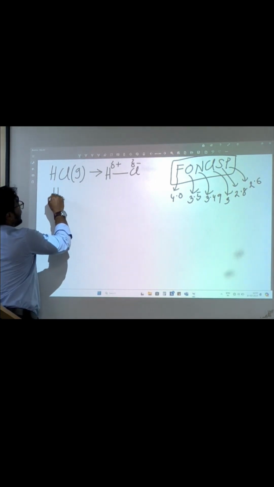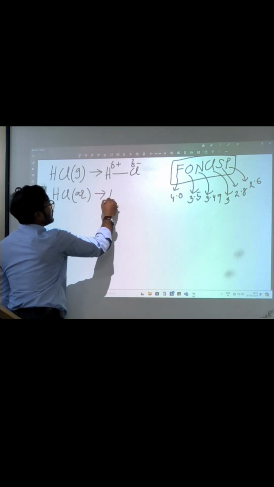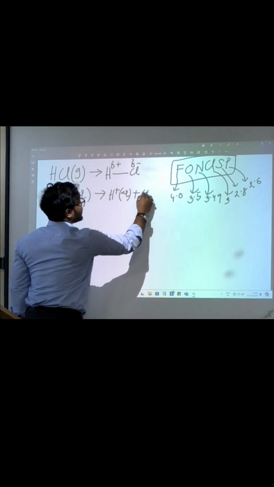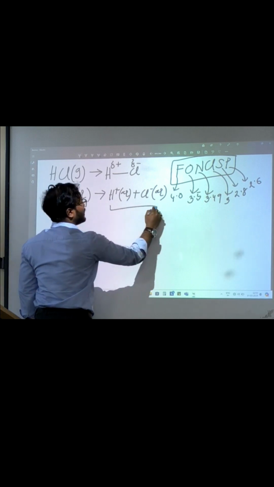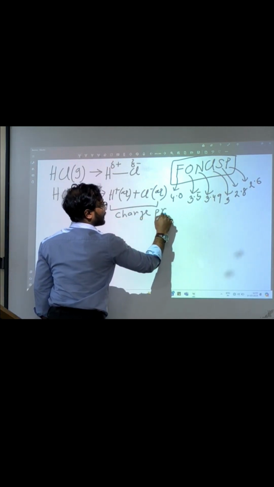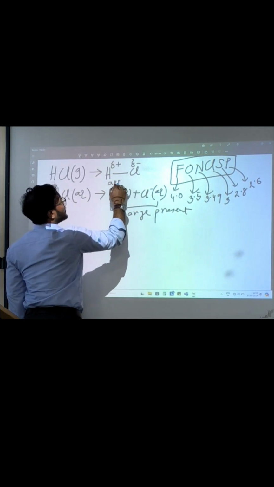If we take HCl in aqueous medium, what will happen? It will be H+ aqueous plus Cl- aqueous. Here we can say, in this case, the charge is present, and here it appears to be present.